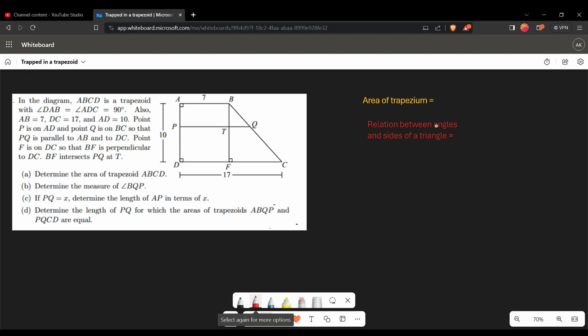Area of trapezium is half into sum of parallel sides into height. And what is the relation between angles and sides of a triangle? We will see this in the question itself.